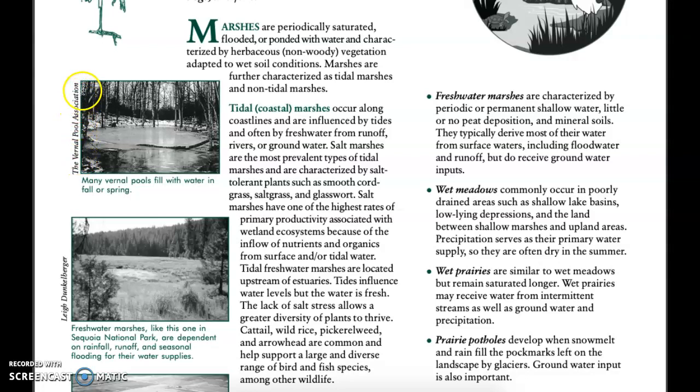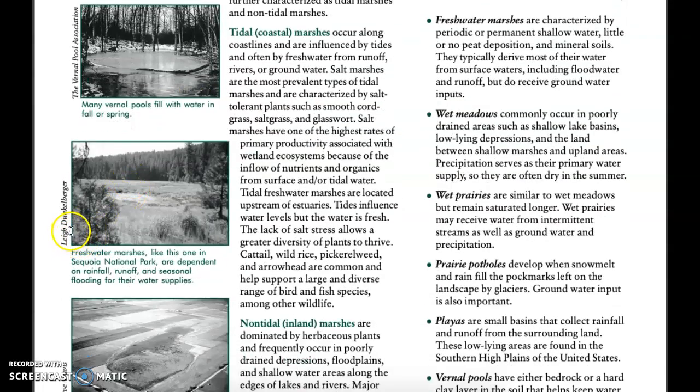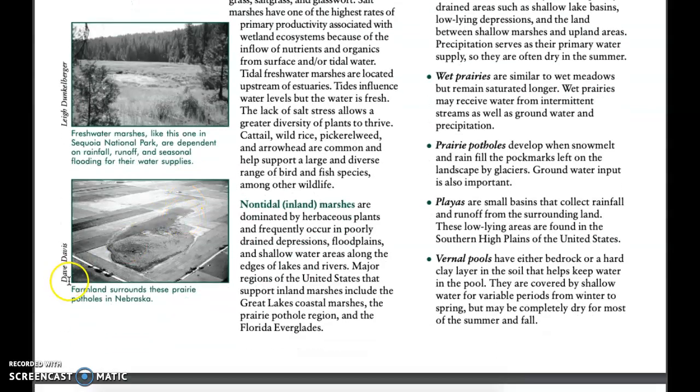The Vernal Pool Association provided this photo. Many vernal pools fill with water in fall or spring. This is a Lehigh Dunkelberger. Freshwater marshes like this one in Sequoia National Park are dependent on rainfall runoff and seasonal flooding for their water supplies. And this is Dave Davis. Farmland surrounds these prairie potholes in Nebraska.